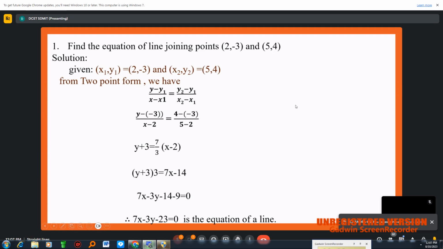If they give the slope and intercept, then the slope-intercept form is y is equal to mx plus c. If they give the slope and a point, then the slope-point form is y minus y1 is equal to m into x minus x1. If they give two points, then the two-point form is y minus y1 divided by x minus x1 is equal to y2 minus y1 divided by x2 minus x1.